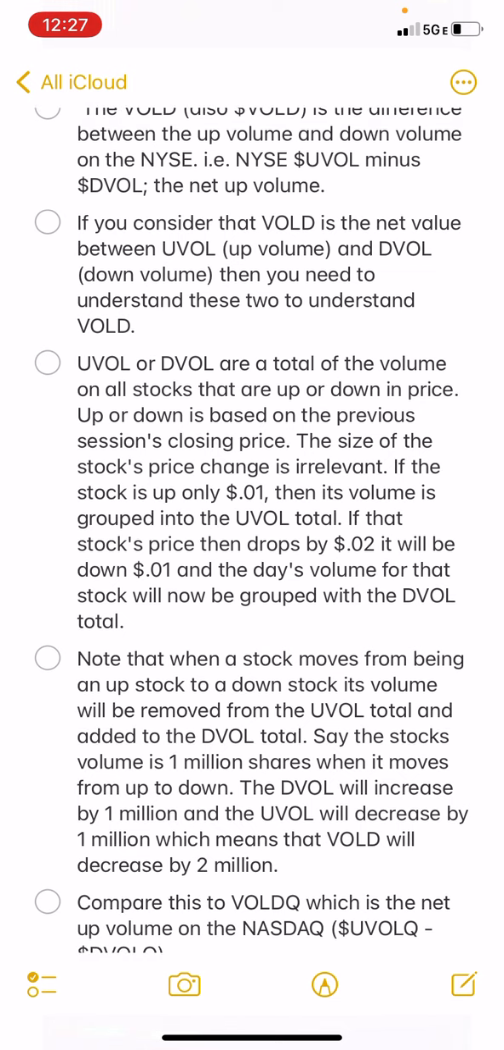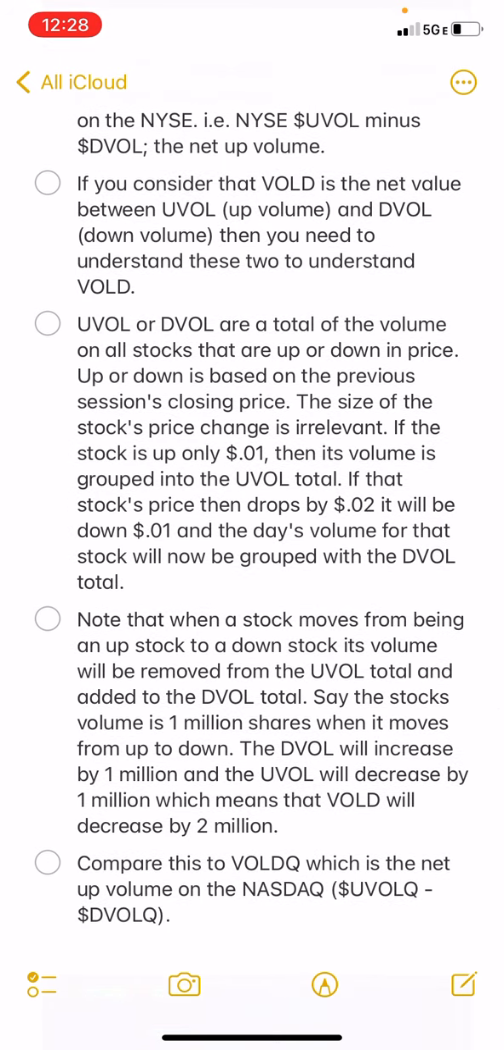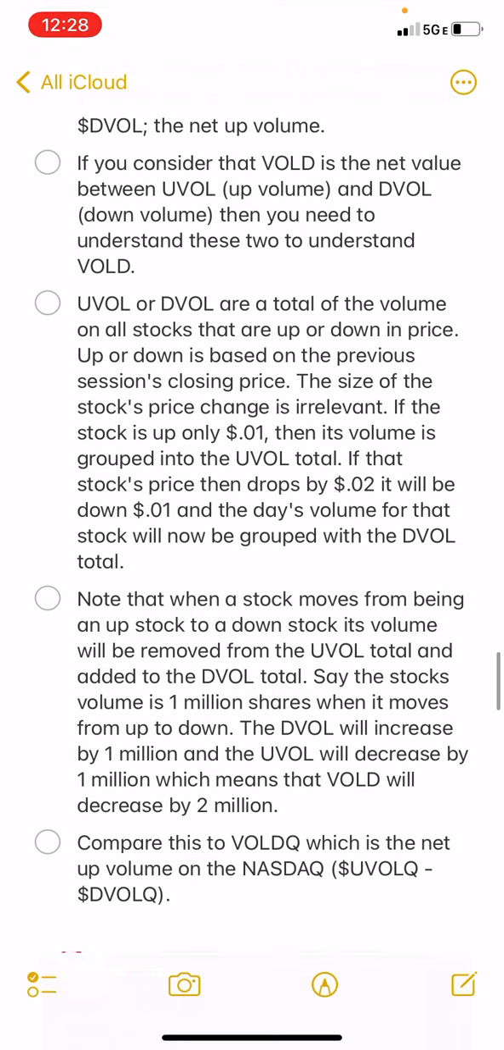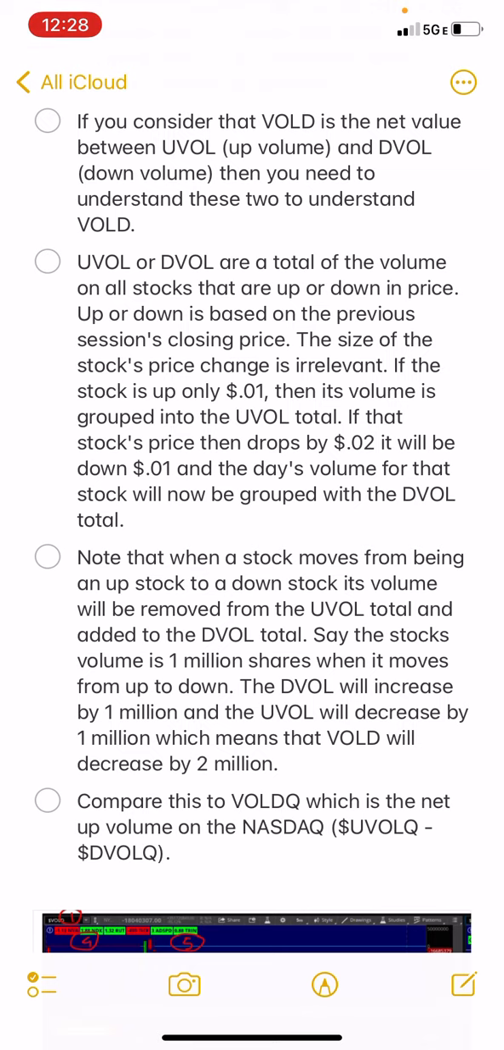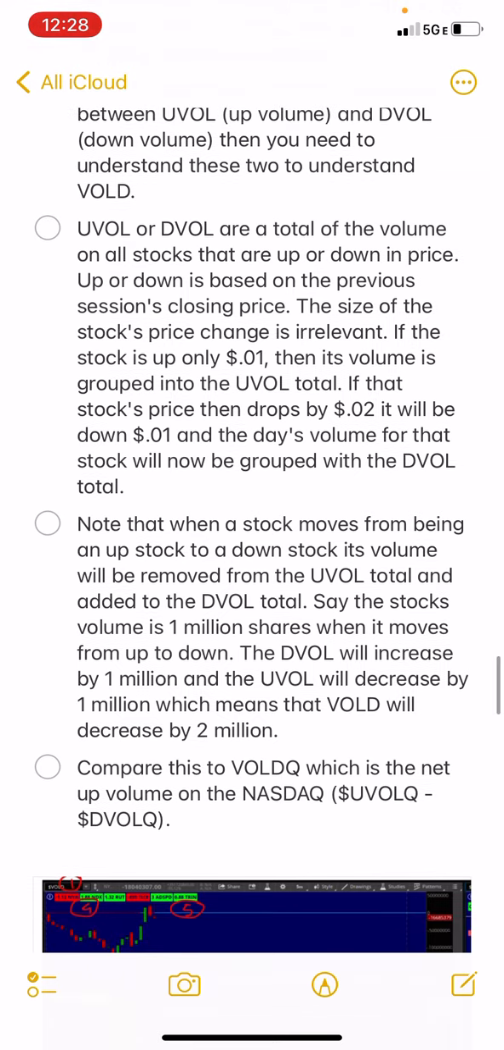Up or down is based on the previous session's closing price, okay? So the size of the stock's price change is irrelevant. It could be up 2%, it could be up 0.1%, right? If the stock is only up 1 cent, then its volume is grouped into the UVOL total. If that stock's price then drops by 0.02 from there, now it's down 0.01 on the session, and the day's volume for that will now be grouped in with the DVOL, okay? So you can see how this can change constantly throughout the day. That's why it's important to look at it periodically throughout the day.